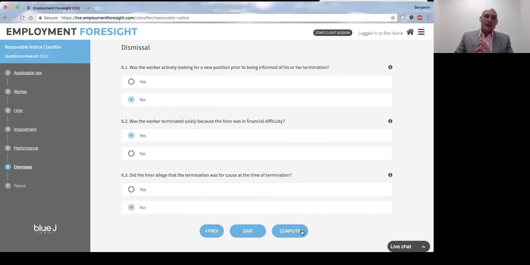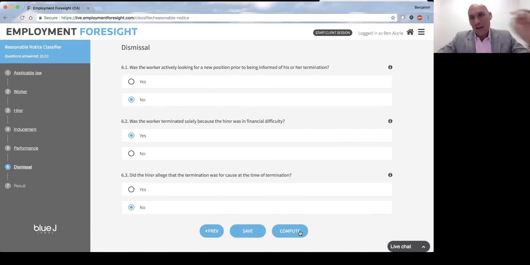Okay, so the system's now got all the information that it needs to analyze the situation and give a confident answer about what the reasonable notice period should be that Laura should be entitled to. So I'm going to click compute here, and we're going to get an answer.